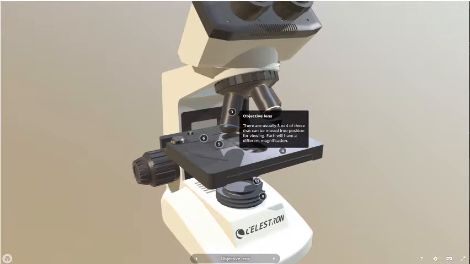The next area of the microscope we're looking at is the objective lenses, and there are usually 3 objective lenses, in rare cases sometimes 4, and they can be moved into position for viewing. Each will have a different magnification, usually 2 times, 10 times, or 40 times.